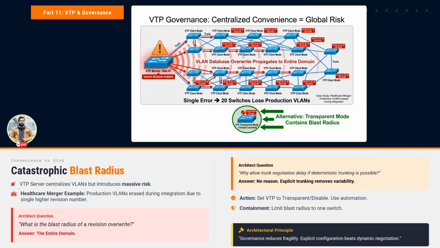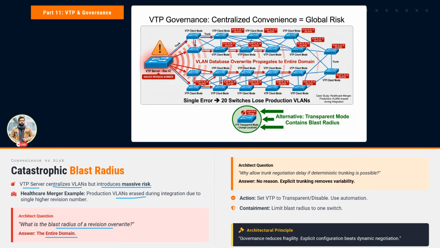VTP is something I hear mixed opinions about. For good reason. VTP server mode centralizes the VLAN database, which seems convenient. But what's the blast radius of a revision override? The entire domain. One error and dozens of switches lose their VLANs. I've seen healthcare mergers where production VLANs got erased during integration because of VTP.